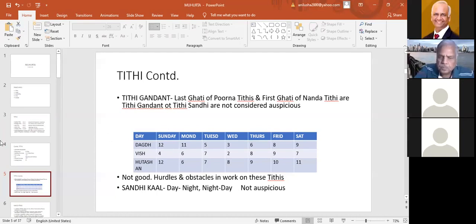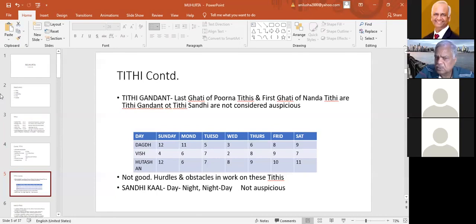Now, some Tithis are known as Dagda Tithi, some are known as Vish Tithi, some are known as Hutashan Tithi. So, Dagda Tithi, Vish Tithi, or Hutashan Tithi. These three Tithis, they are not supposed to be auspicious. They create problems, they create hurdles. So we try to avoid these Tithis.